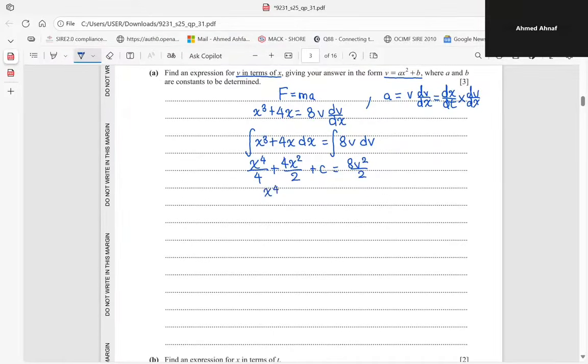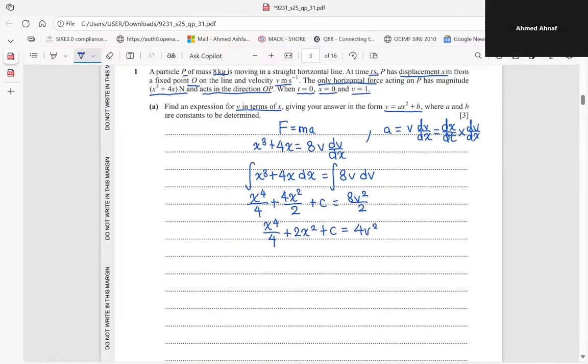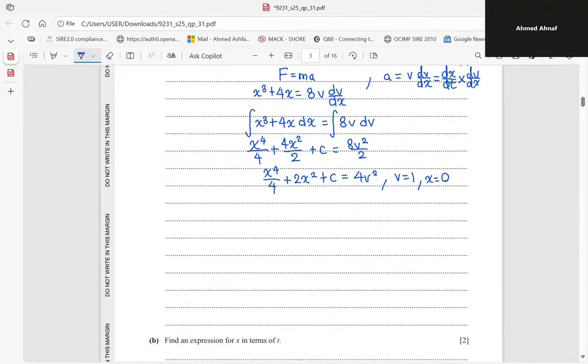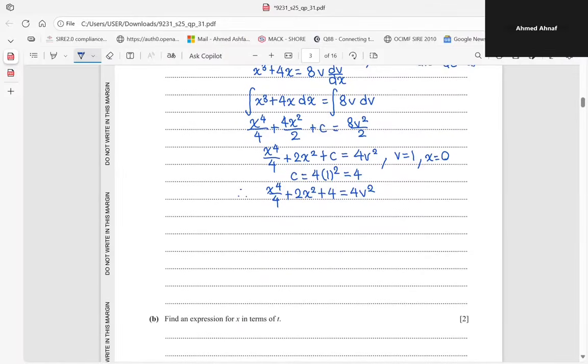Okay, now let's simplify this further. So x to the power 4 divided by 4 plus 2x squared plus c equals 4v squared. Now let's substitute our initial conditions, v equals 1 and x equals 0. This gives us 0 for x to the 4 and 0 for 2x squared, so we just get c equals 4v squared, which is 4 times 1 squared, which is 4. Hence, we get x to the power 4 divided by 4 plus 2x squared plus 4 equals 4v squared. Now we have to make v the subject of the equation, so let's divide everything by 4 on both sides. We get v squared equals x to the power 4 over 16 plus x squared divided by 2 plus 1.